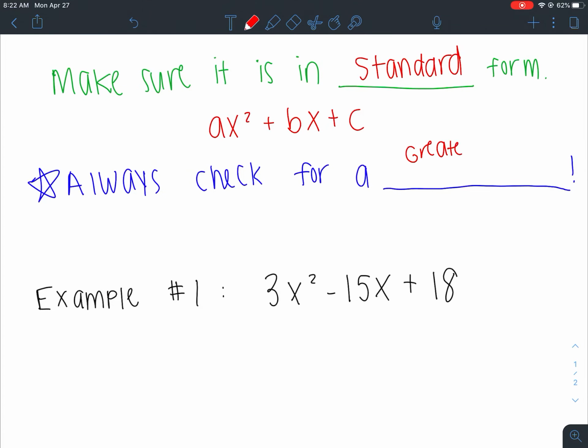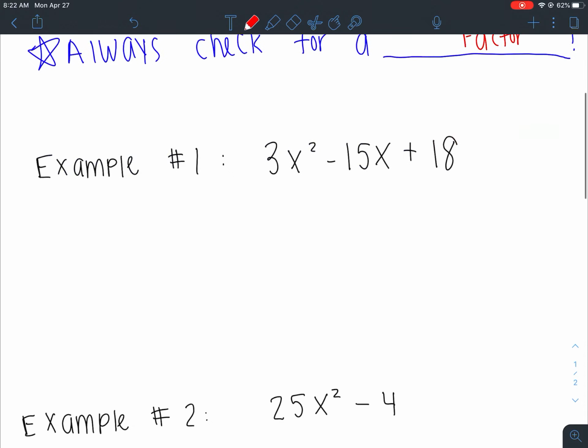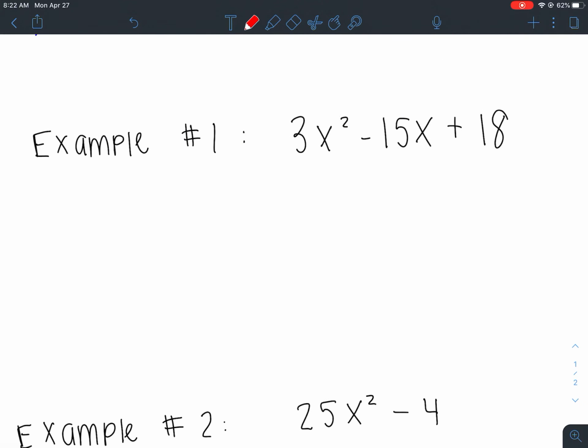Greatest common factor. You always check for that at the very beginning. If you cannot factor anything out but the number 1, then there isn't really a greatest common factor we can take out. But if you see that everything is divisible by 2, then you have to take out that greatest common factor. So, looking at the first example, we have 3x squared minus 15x plus 18.